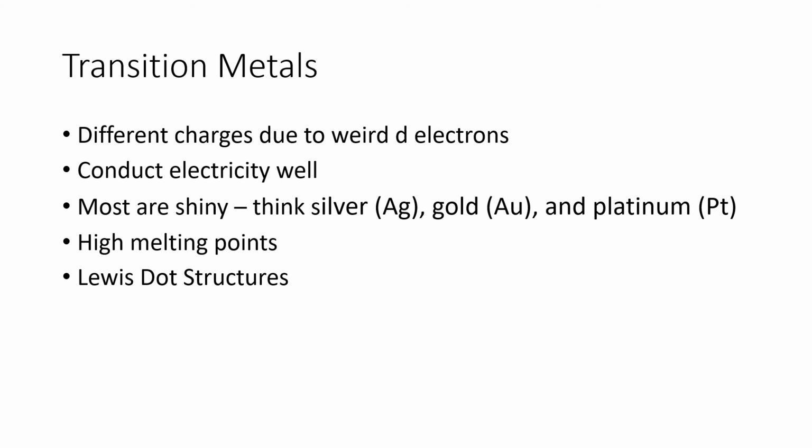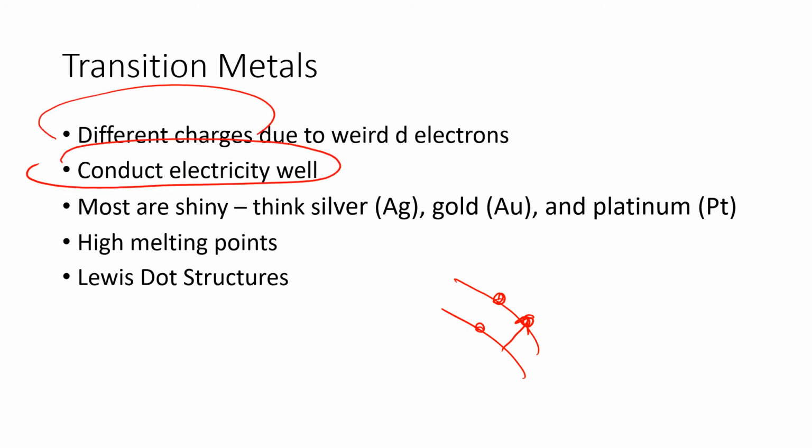With iron, how they had the 3d6, so they had those 6 d electrons in the third shell. Some of them will jump up into the outermost one, and then now you have more electrons in the valence shell for that particular element. Part of this leads to their ability to conduct electricity well. And these different charges, like we talked about, will lead to iron with 2+ or iron with 3+, etc. Most of them are shiny and have higher melting points.